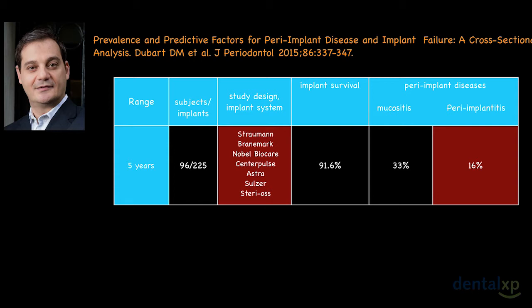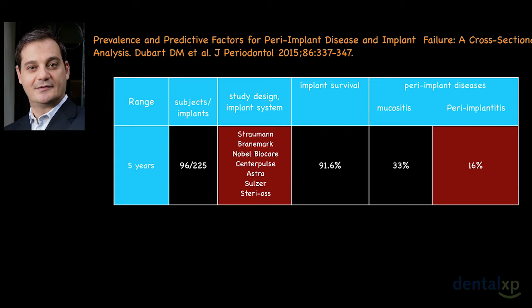In that study, they found out of the 225 implants, a survival rate of 91.6%. That's a very respectable number for a training institution. But also they found 33% of mucositis and 16% of peri-implantitis. Again, it's not a controlled environment. It's a training environment, so the maintenance and all of that were not that well followed. But you have a peri-implantitis of 16%. So this is something not to be taken very lightly.